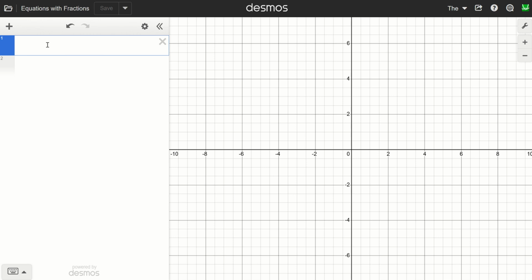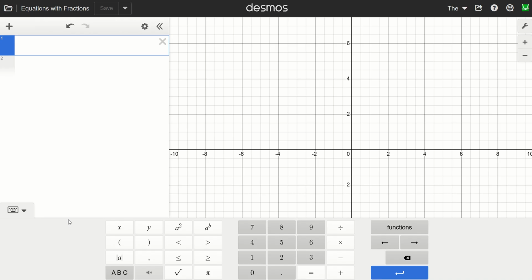In this video, I'm going to show you how you can enter fractions in Desmos and solve equations with fractions. So we're in the Desmos Graphing Calculator, and you first want to make sure that you know where the division symbol is. And this is the division symbol. It's in this little keyboard at the bottom of your screen, or you can use a backslash on your physical computer keyboard.